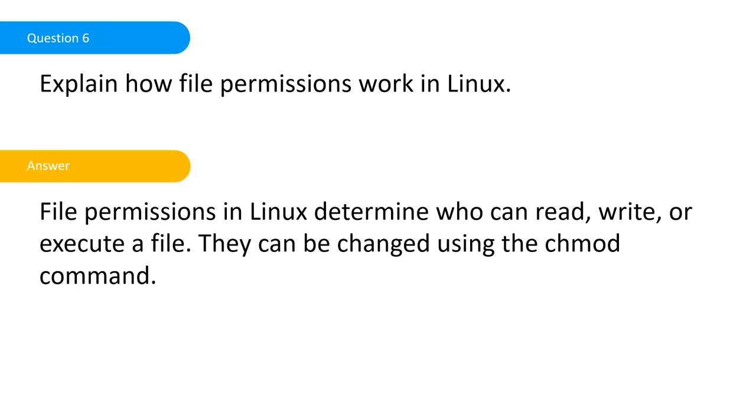Explain how file permissions work in Linux. File permissions in Linux determine who can read, write, or execute a file. They can be in alphabet or in numeric values. 777 is the topmost value. In alphabet, it's three letters: read, write, and execute. In turn, they apply to user, group, and everybody. Numerically, it's 4, 2, and 1, something like that. One is execute, 2 is write, and 4 is read, something like that.